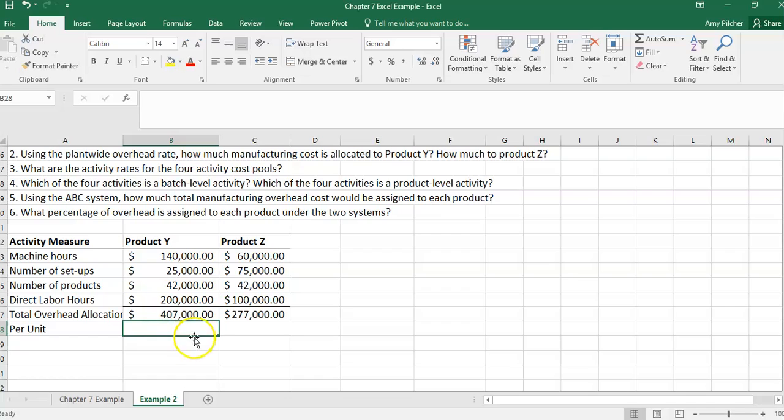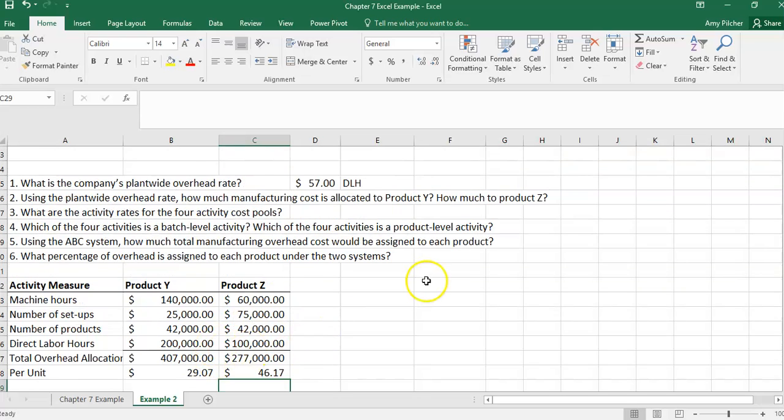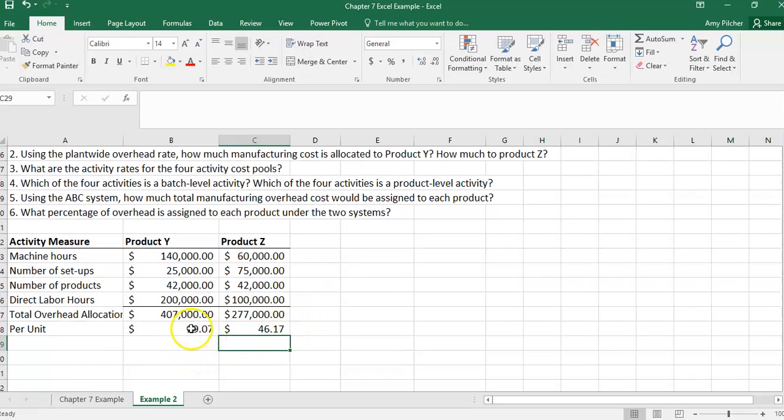We can look at our per unit cost by taking our total overhead divided by the number of units that we created, so 14,000 for product Y and 6,000 for product Z. And we'll see that we change the overhead allocation by several dollars per unit. So this helps us make better costing decisions and better pricing decisions by breaking up that information under activity-based costing.